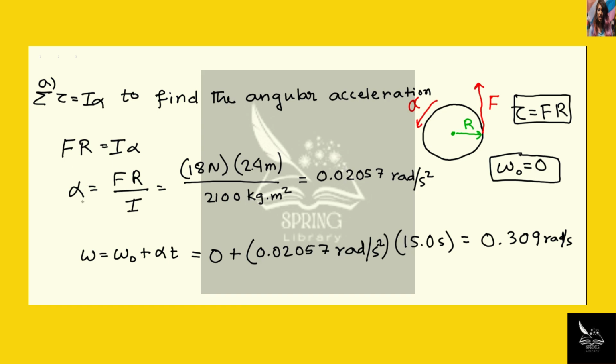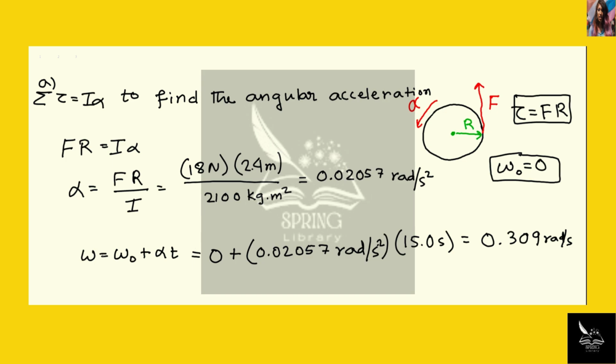And from there, if we solve for alpha, we see it's Fr over I, where force is given as 18 newtons, R is 2.4 meters, and I is 2100 kilogram meter squared. So using those numbers, we see alpha, or the angular acceleration, is 0.02057 radians per second squared.